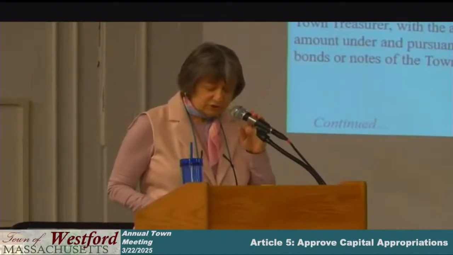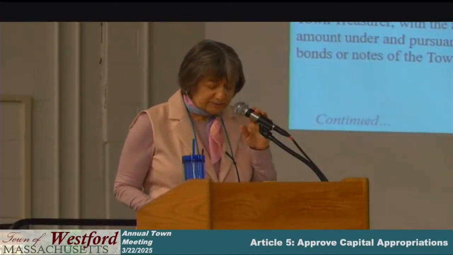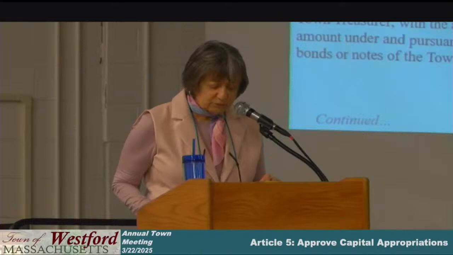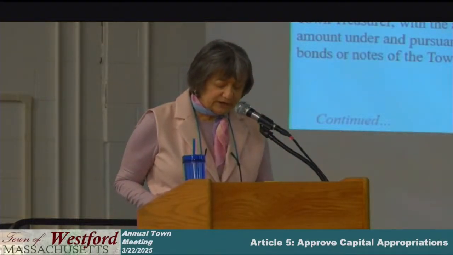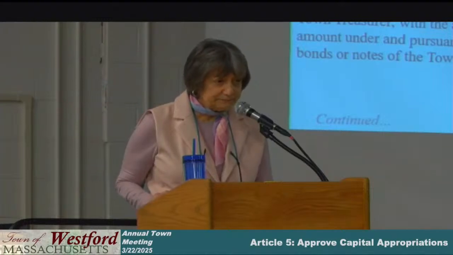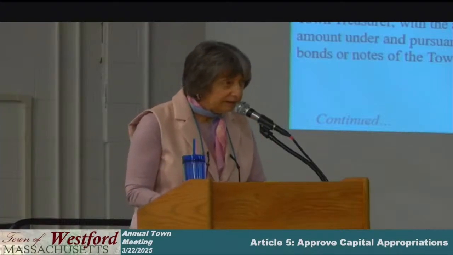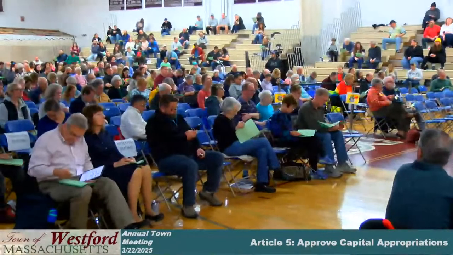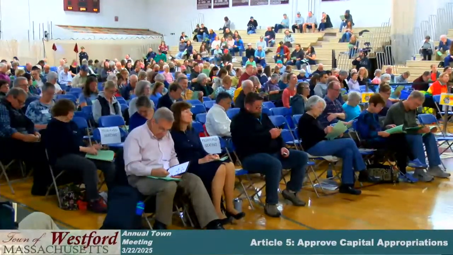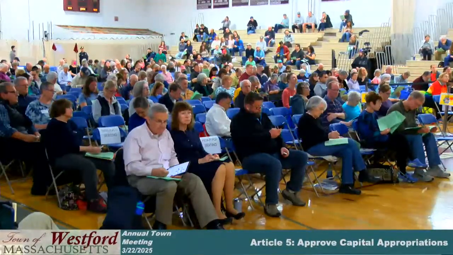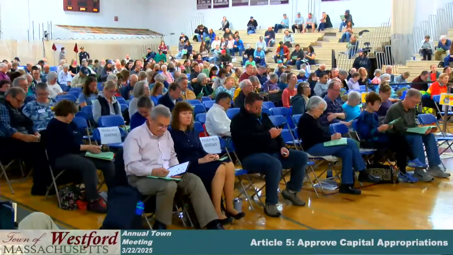The second motion under Article 5 requires a 2/3 majority to pass. The motion is that the town appropriate $1,385,000 to purchase and equip a new rescue pumper fire truck for the fire department, and that the town be authorized to borrow and issue bonds therefore. Is there a second to that motion? All right. Are there any questions or comments about this part of Article 5? Seeing none, we'll go right to the vote.